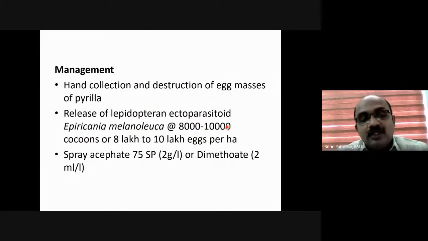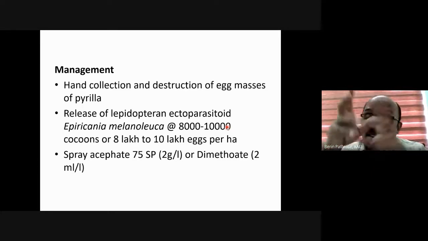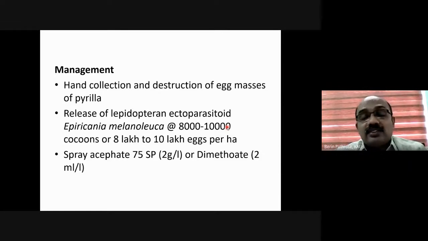Then coming to the management, as I told you, avoid excess nitrogen, excess irrigation, lodging of canes, etc. Then, as you have seen in the earlier picture, we can easily identify the eggs of this insect. So it can be easily collected and destroyed.